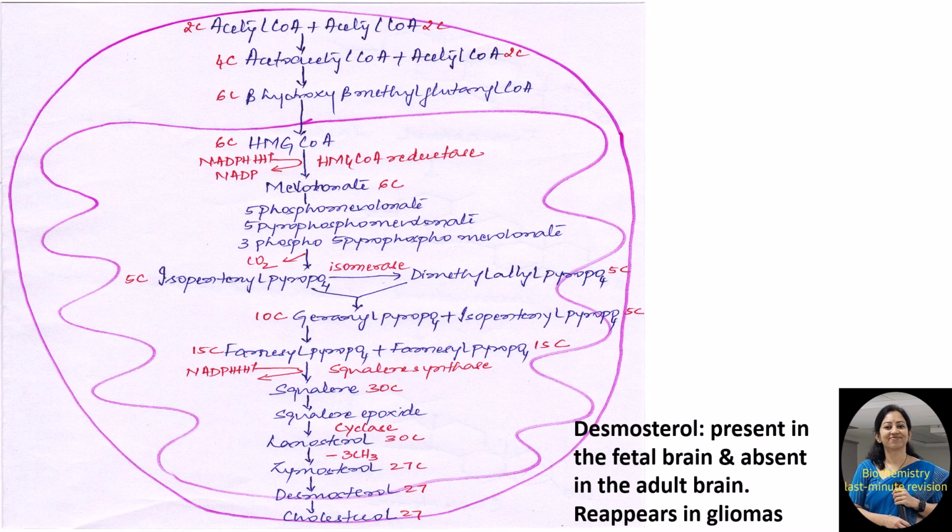One point which you need to remember is that desmosterol is mainly present in the fetal brain, and this is absent in the adult brain. Now this desmosterol reappears in adults whenever they suffer from gliomas.